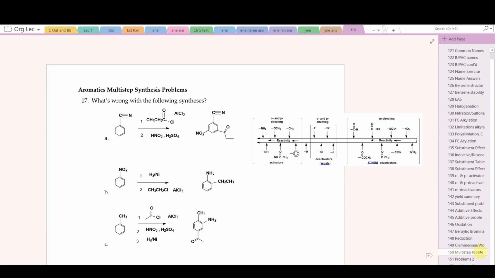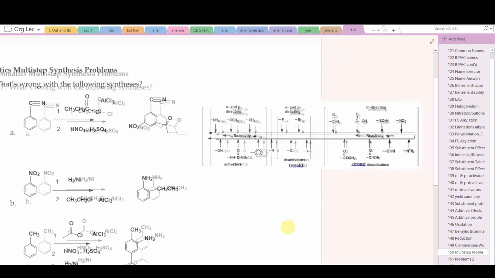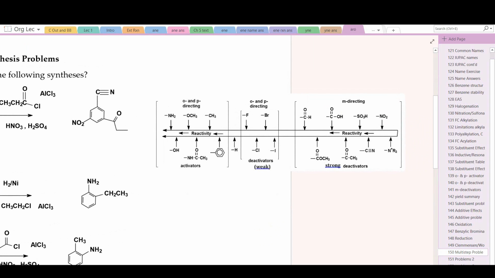Page 150, Aromatic multi-step synthesis problems. Starting with number 17. We're given several steps in a synthesis and asked to find out what's wrong with these synthesis problems. As you do these, it would be helpful for you to keep handy this table that shows the directing effects and the activation effects of various substituents on an aromatic ring.